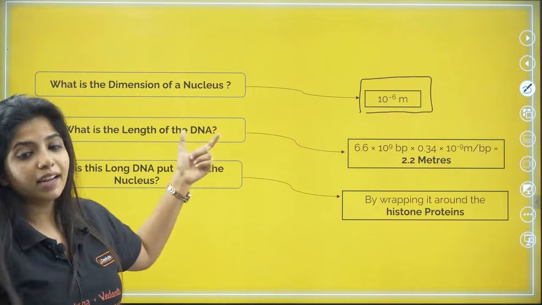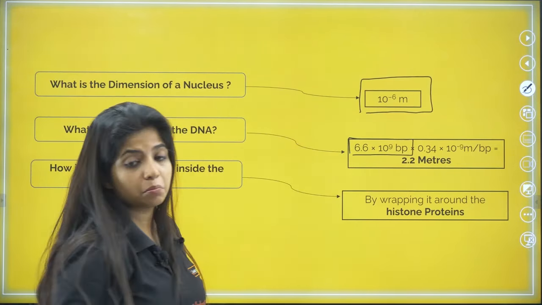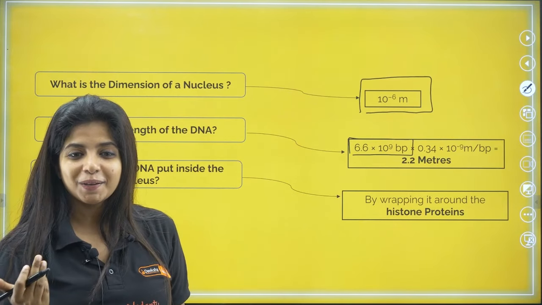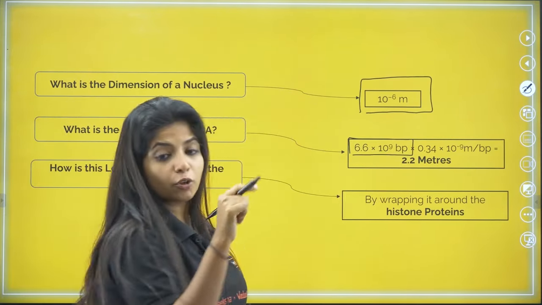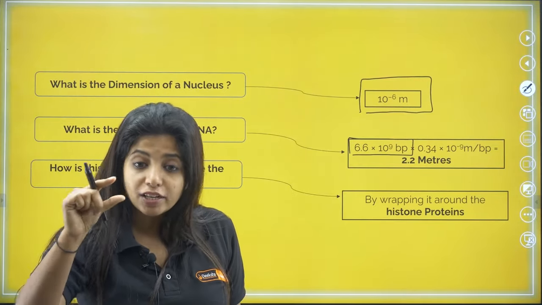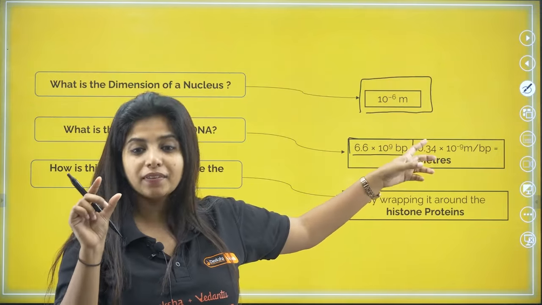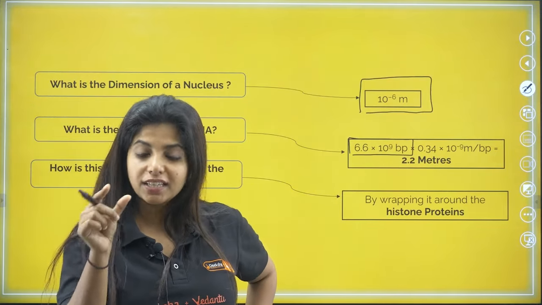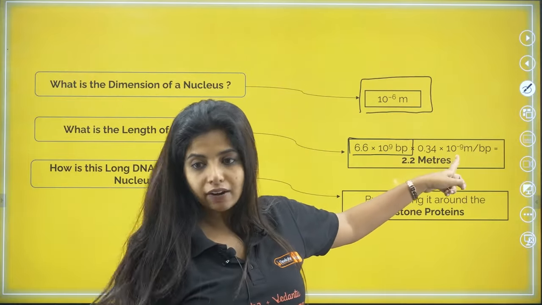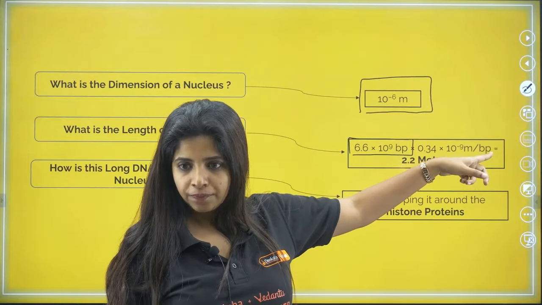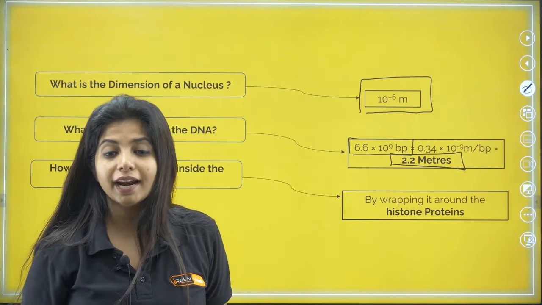And now, what is the length of our DNA, my dear children? It is 6.6 into 10 to the power 9 base pairs. Ma'am, I didn't understand. In meters, can you tell us? So, in meters, if 6.6 into 10 to the power 9 base pairs are there, and between each of them 0.34 nanometer is the distance, and if I want to convert into meters, I will do 10 raised to the power minus 9. Then what I get is 2.2 meters.